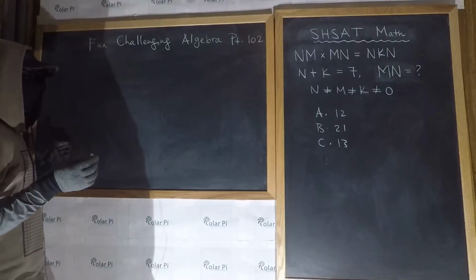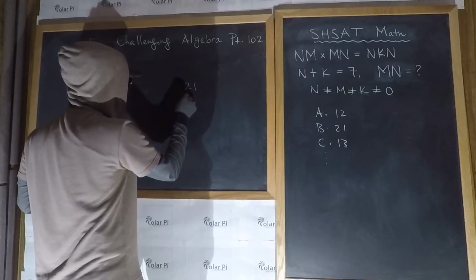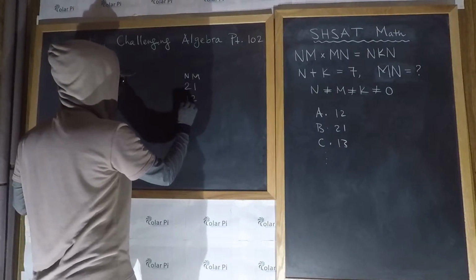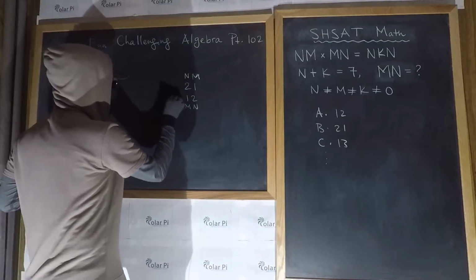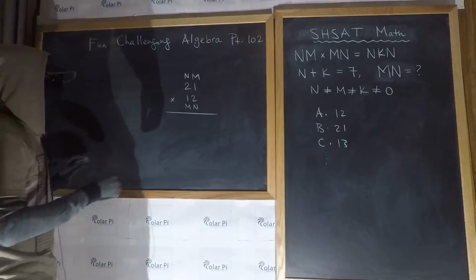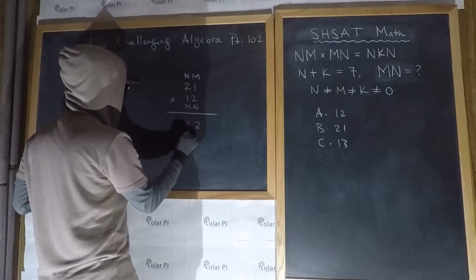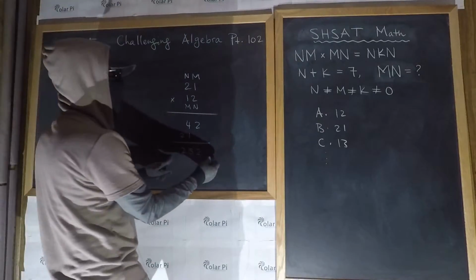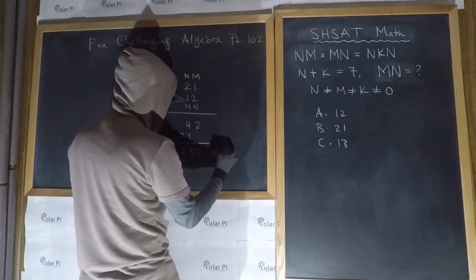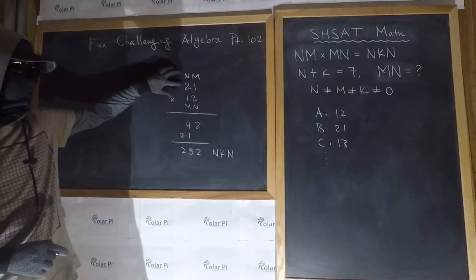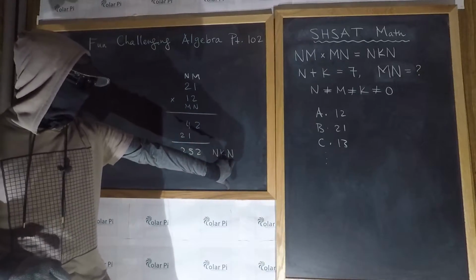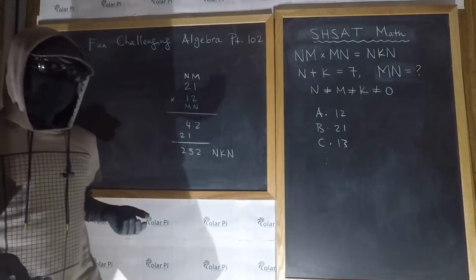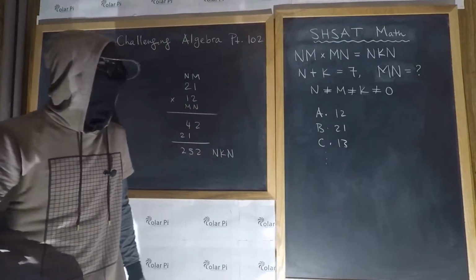So if we went through the answer choices, say we try B, then we have 21 times 12. NM is 21, and MN is 12. If we multiply them, we get 252. This is supposed to be NKN, so N is 2, and K is 5. The constraint on K is that when we add it to N, it's equal to 7. Well, 2 plus 5 does equal 7. What a guess.